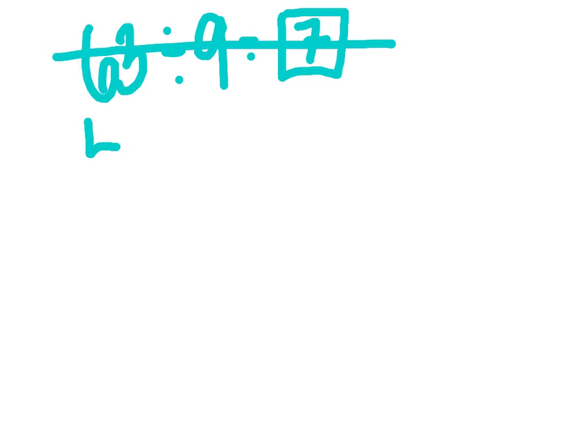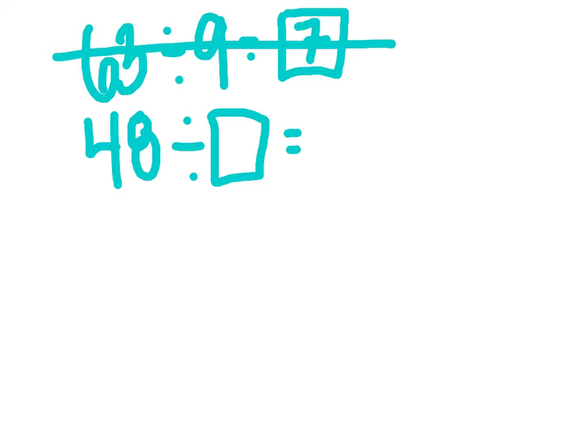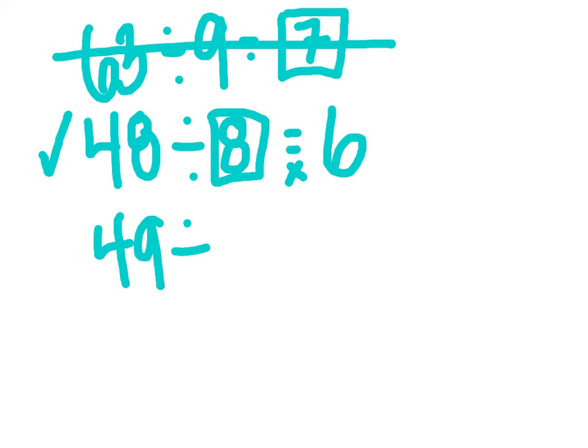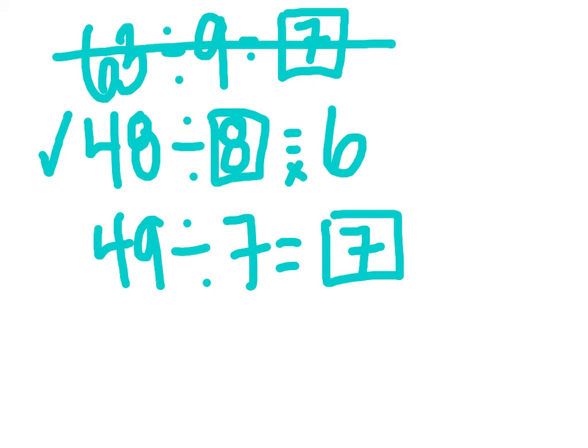Then I have 48 divided by a box equals 6. Now I can work this backwards and think 6 times what equals 48. And I know that 6 times 8 would. So this could possibly be one. Letter C is 49 divided by 7 equals a box. And I know that 49 divided by 7 is 7. That is not a possibility.